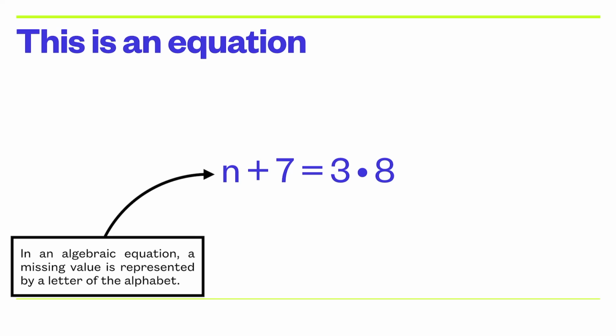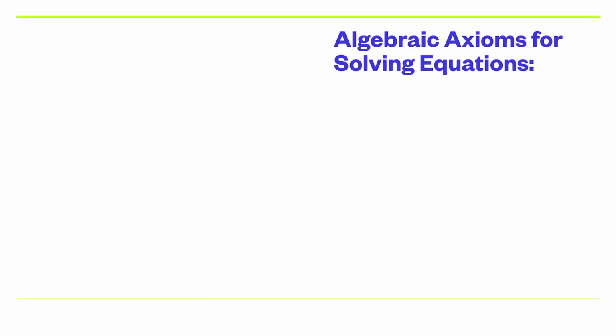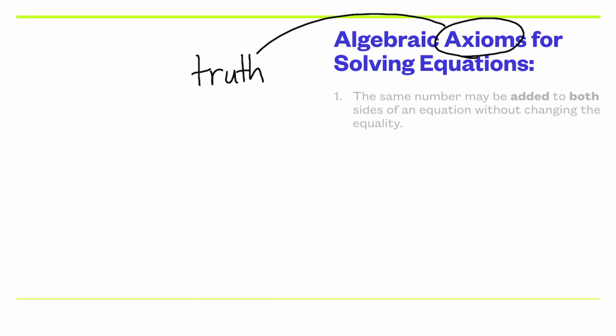In an algebraic equation, a missing value is represented by a letter of the alphabet. So N could be A, could be B, could be C, could be Y. Right now, in this instance, we have this number represented by N. Okay, so some axioms. Axiom means truth.